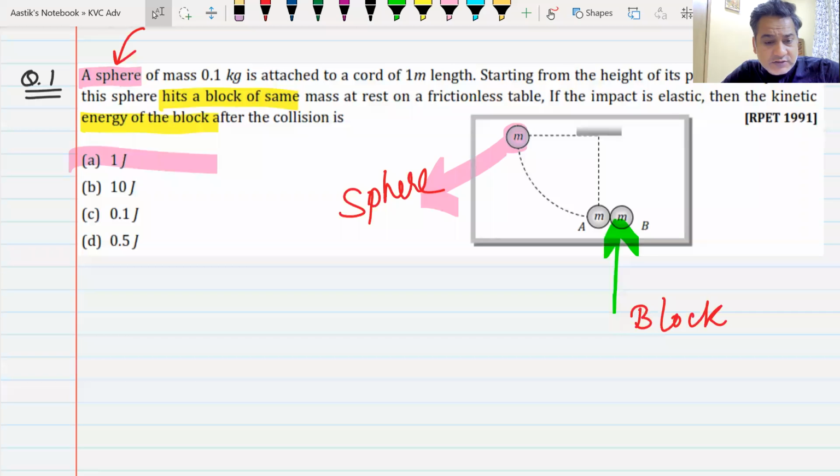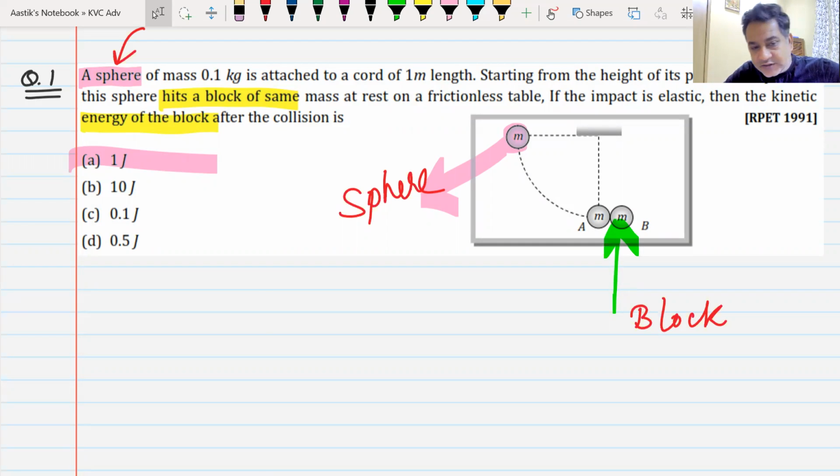Do we remember this question? Yes or no? Yes, sir. We had discussed this question. What will happen with what velocity or what kinetic energy the block will move, right? Now I can make a question.